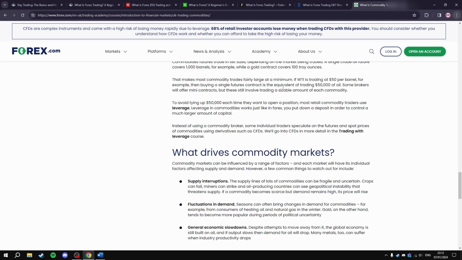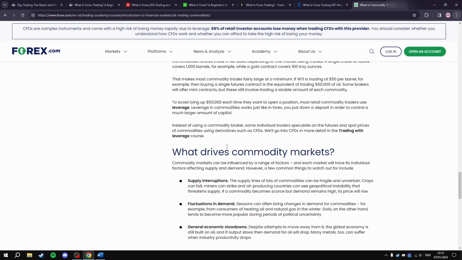To avoid tying up $50,000 each time they want to open a position, most retail commodity traders use leverage. Leverage in commodities works just like in Forex. You put down a deposit in order to control a much larger amount of capital. Instead of using a commodity broker, some individual traders speculate on the futures and spot prices of commodities using derivatives such as CFDs. We'll go into CFDs in more detail in the Trading with Leverage course.